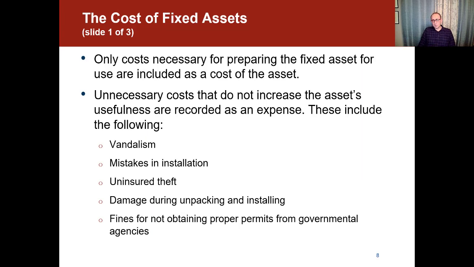So, speaking of the cost of fixed assets, again, only costs necessary for preparing the fixed assets for use are included as a cost of the asset. Unnecessary costs that do not increase the asset's usefulness are recorded as an expense. Examples of these unnecessary costs are things like vandalism, mistakes in installation, uninsured theft, damage during unpacking and installing, and fines for not obtaining proper permits from government agencies.